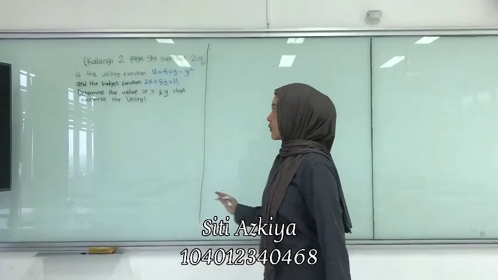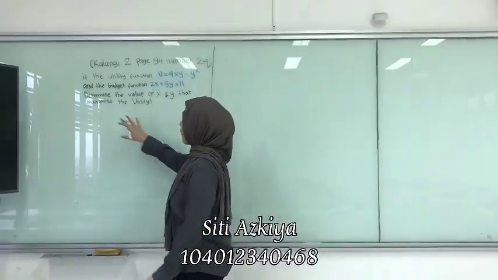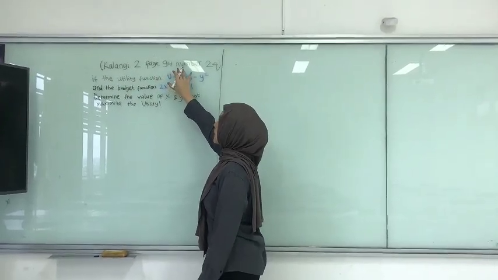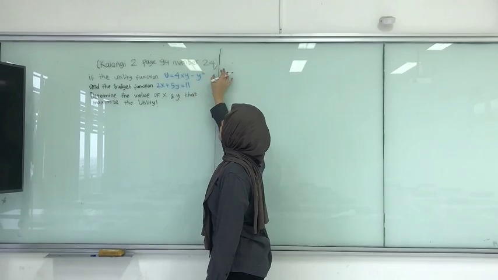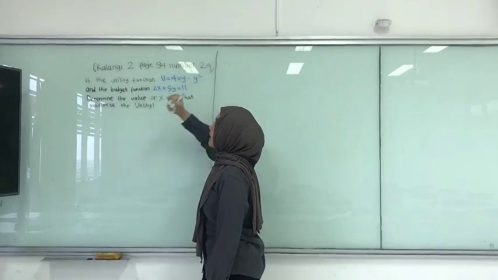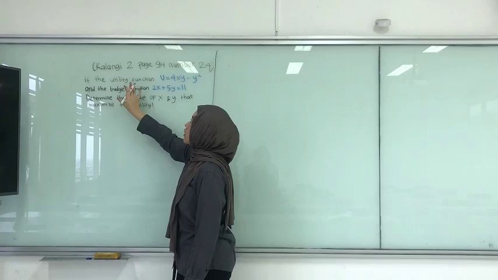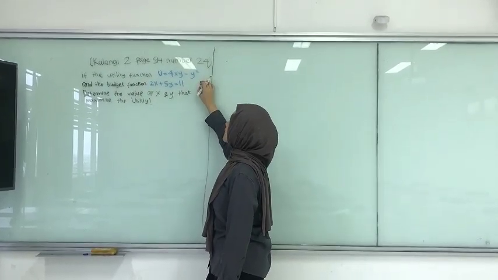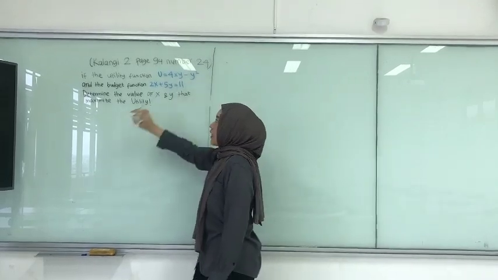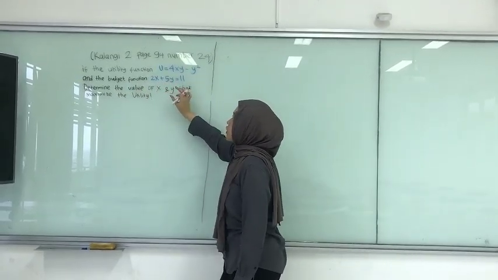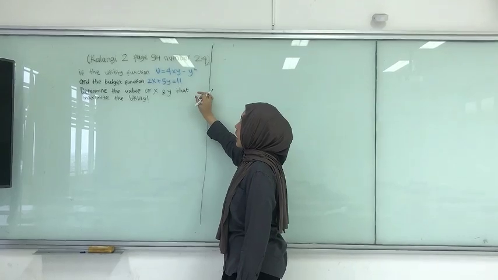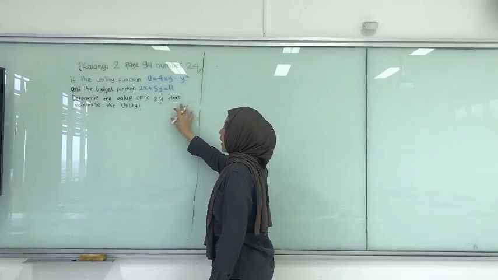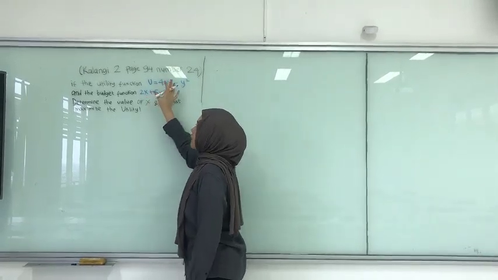So for the last question, we have the question from Kalami book, the second book, page 94, number 24. And then the question is, if the utility function u equal 4xy minus y to the power of 2, and the budget function is 2x plus 5y equals 11, determine the value of x and y that maximize the utility function here.